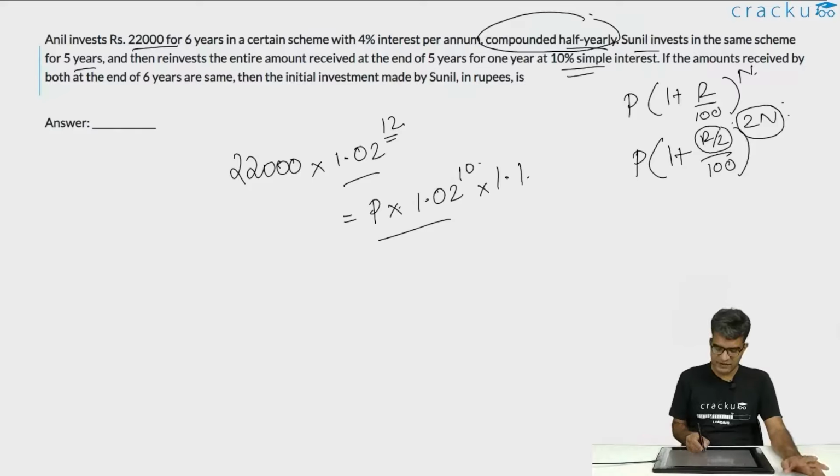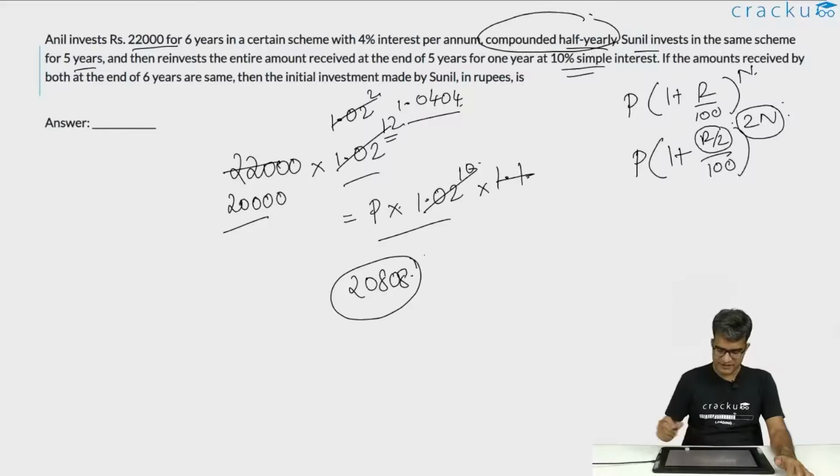Both of them have to be the same. Using this equation we can calculate the value of P. So you can cancel this. This will be 1.02 whole square. 1.02 whole square will be 1.0404. 22,000 divided by 1.1 is 20,000. So the answer is 20,000 into 1.0404, which is equal to 20,808. This is the amount that Sunil invested at the start. So the answer for this question is 20808.